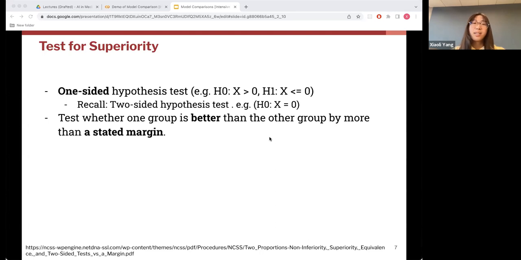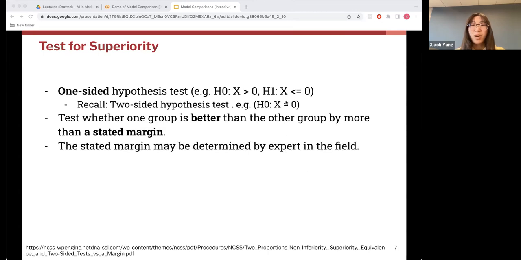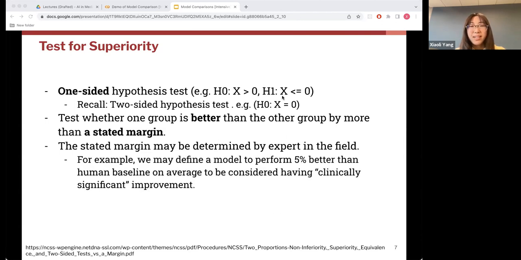And it's really easy to understand for a superiority test because if we want to test for superiority, as the name suggests, we want to test whether one model is better than the other. So we only look at the better side, that is, one-sided. And another comment on the stated margin is that the stated margin is determined by experts in the field. So why do we have that? Here is an example.